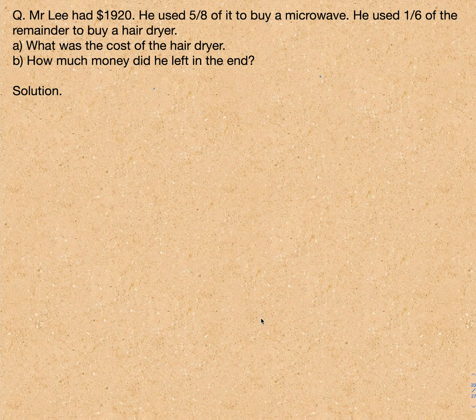So today we are going to solve another interesting word problem on fraction. Let's start with reading the question first.